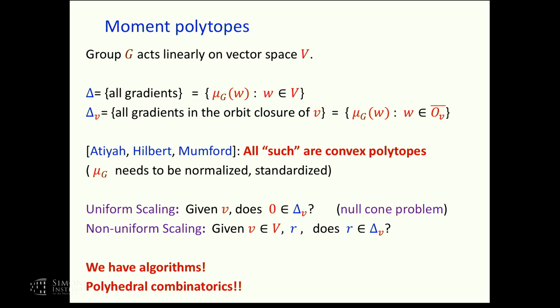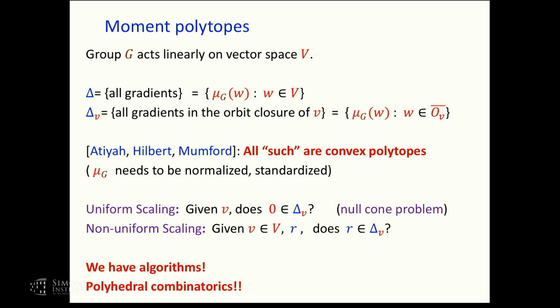And then the uniform scaling problem we saw is just a question of whether 0 is in this moment polytope. And the non-uniform scaling problem I referred to, having other marginals, is just asking about another point, maybe R, whether it's in the moment polytope. That's what it comes out to be. It's a membership in a polytope. It's our favorite sort of linear programming problem.